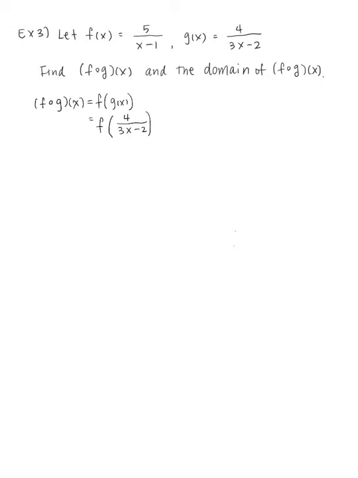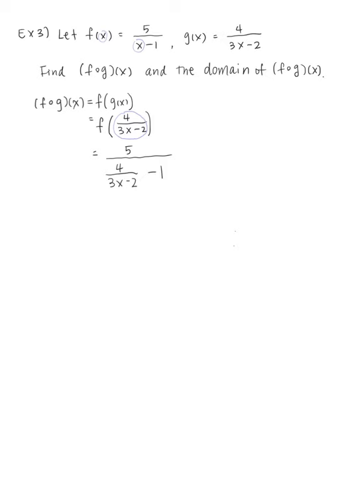So far so good? Now what you need to do is replace what's in the parentheses in place of x, right? If I do that, then this is the same thing as 5 over 4 over 3x minus 2, and then minus 1. Now, please do not leave your answer like that. Please simplify all the way until you get one fraction.